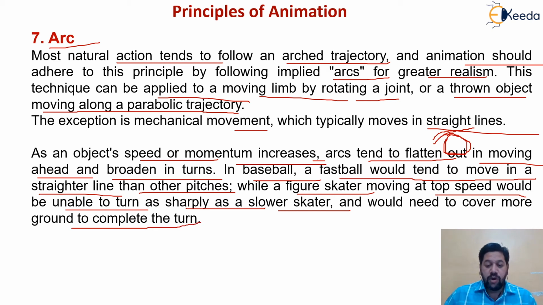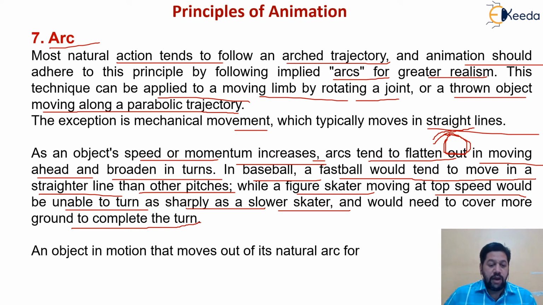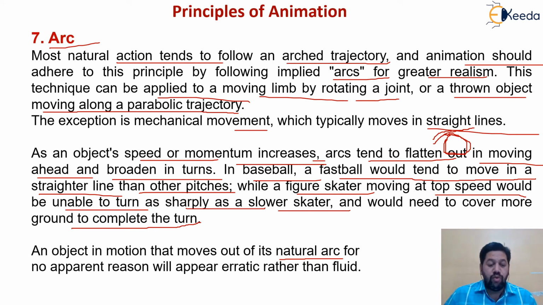So whatever the diagram or object I am having, it should not be drawn with a straight line, but should have the arc to show that particular movement. And this is my principle number 7. An object in motion that moves out of its natural arc for no apparent reason will appear erratic rather than fluid. So I should use the natural arc if I'm going to draw any object. Avoid the exact straight line.